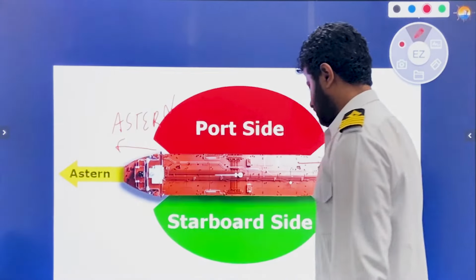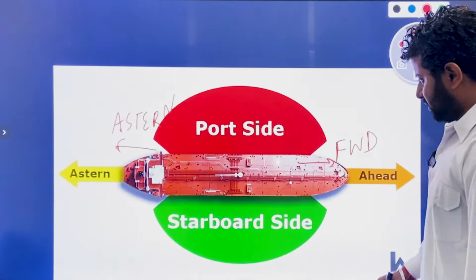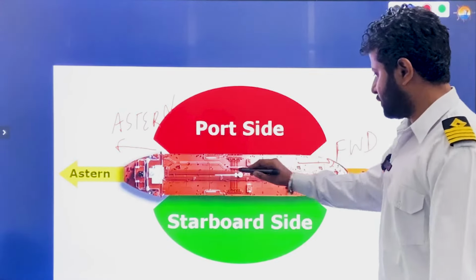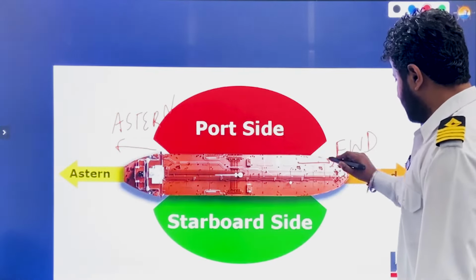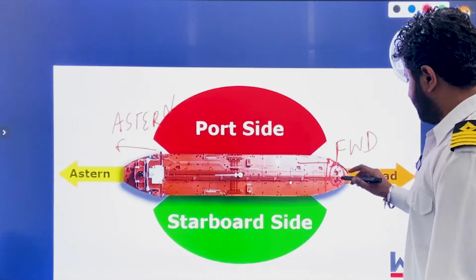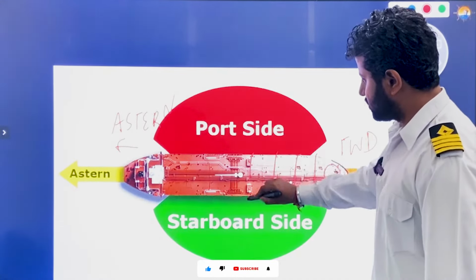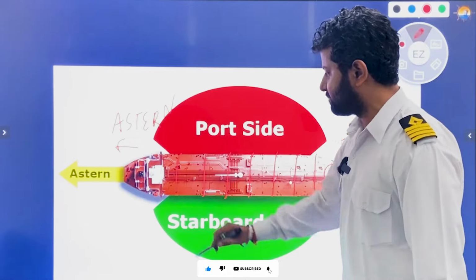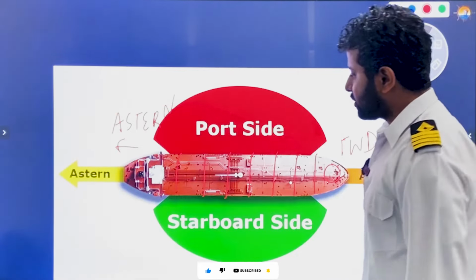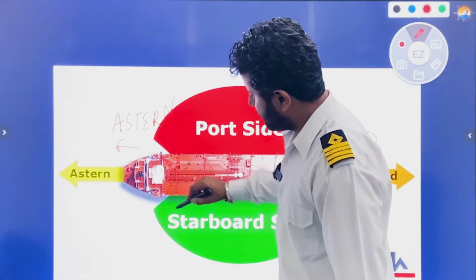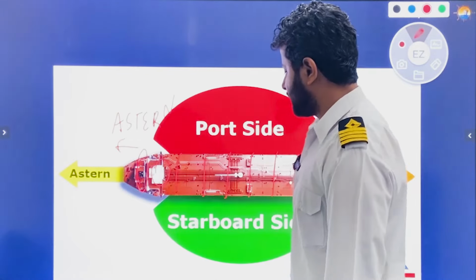Okay? So now, in the forward part, you have got this main deck, all these pipelines. This is the image of a tanker. This is where your windlass machines are fitted. So this is cargo oil tank 1, 2, 3, 4, 5, 6, something like this. Okay? So if this is your bridge over here, this is your engine room part over here.